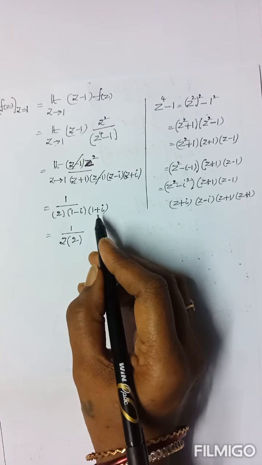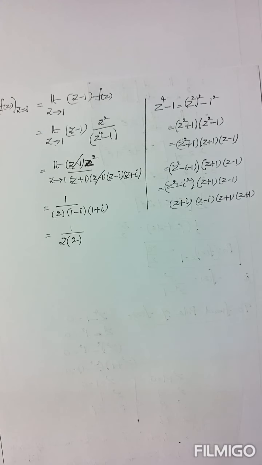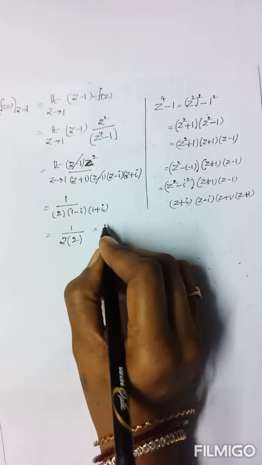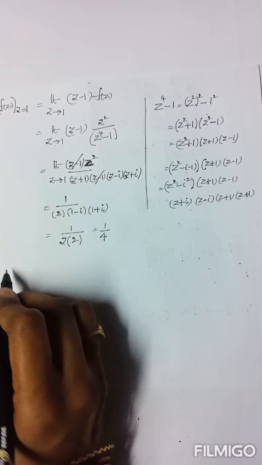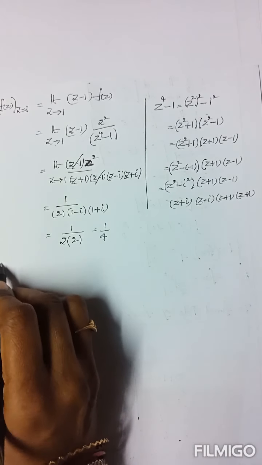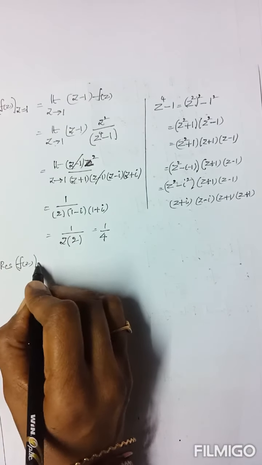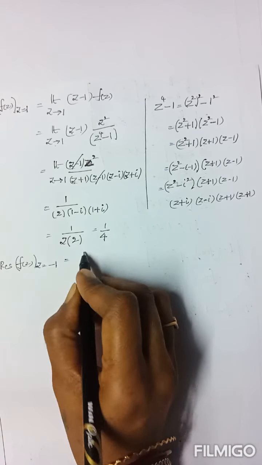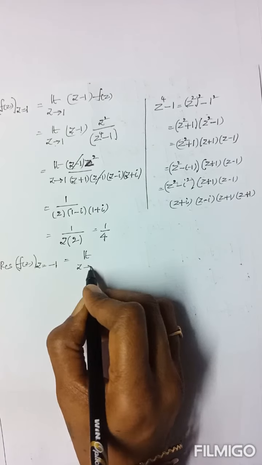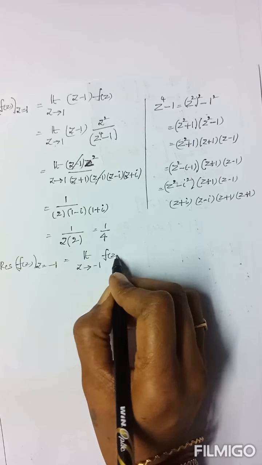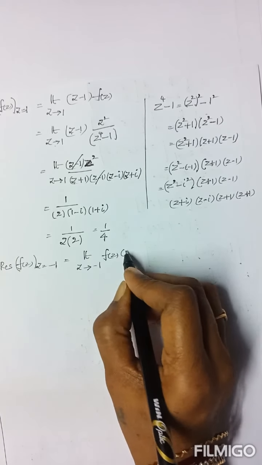1 square plus i square. So that answer is 1 by 4. So this is clear. Next, the residue of f(z) at the second pole, z equal to minus 1. Formula: limit as z tends to minus 1 of (z minus a) times f(z).